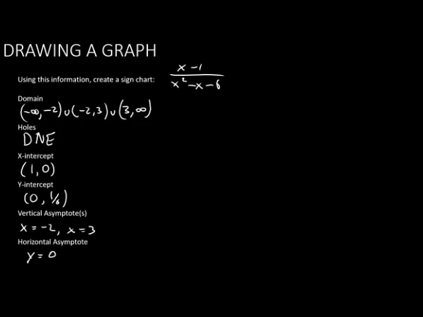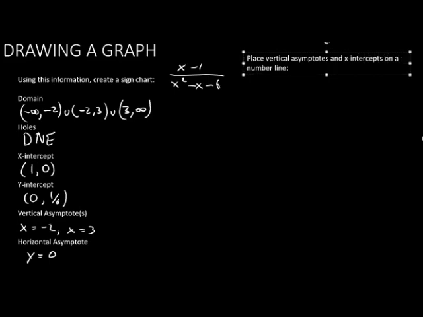With all of the information we've collected so far, we can now try to draw a sign chart. To construct our sign chart, we'll place our vertical asymptotes and x-intercepts on a number line. We'll place the x-intercept at (1, 0). So if in the middle we have 0, we'll place a closed circle at 1. Then we'll place an open circle for each of the vertical asymptotes at -2 and 3.